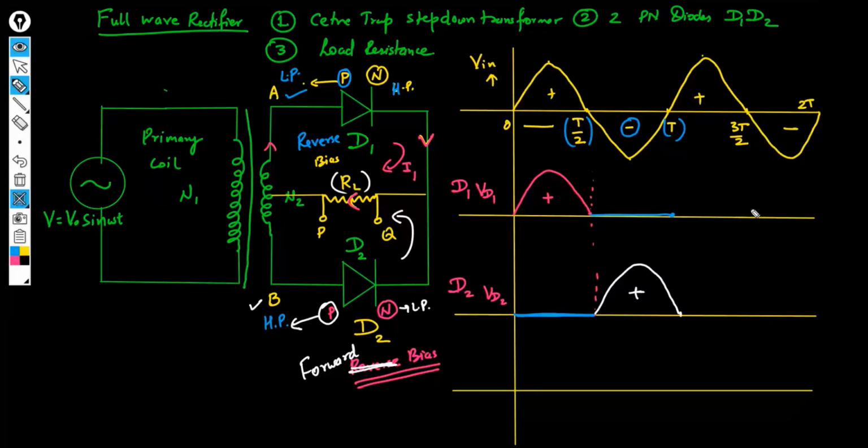Okay. Now the same again for the time interval T to 3T by 2. Because of the D1 diode we will have positive output, and because of D2 we will have zero output. Then the next portion, for the time interval 3T by 2 to 2T, for D1 we will get zero output, but for D2 we will get positive output. So the final output I am writing here will be because of D1 and D2.